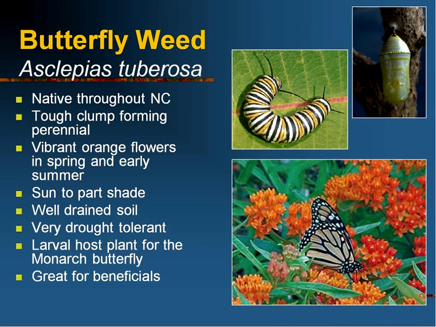Another one, the classic probably everybody would include in a butterfly garden, is butterfly weed. It's a species of Asclepias, and we actually have several species of Asclepias in North Carolina. This is the most well-known and the one that grows throughout the state. Bright orange flowers in the late spring and early summer, so very, very noticeable when it's in bloom.